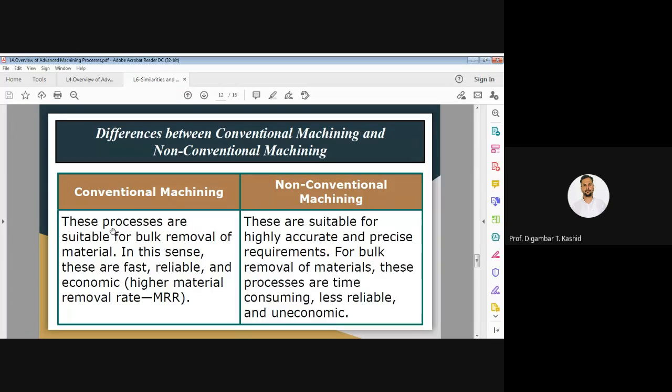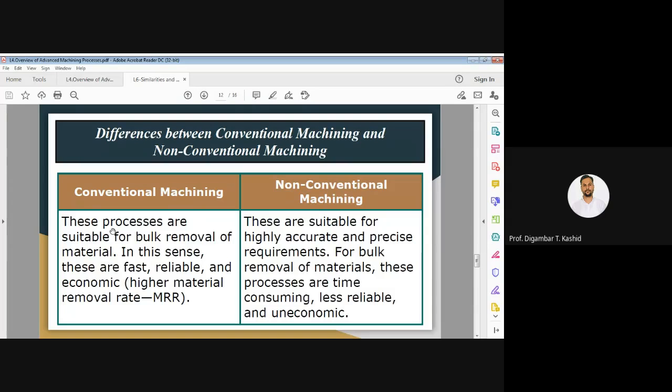What about conventional processes? These processes are suitable for bulk removal of the material. Non-conventional machining processes are not suitable for that. Conventional processes are fast, reliable, and economic, and we also get a high material removal rate using conventional machining.